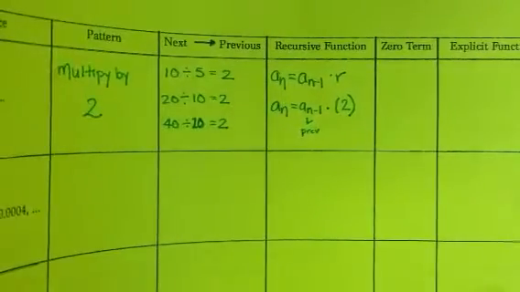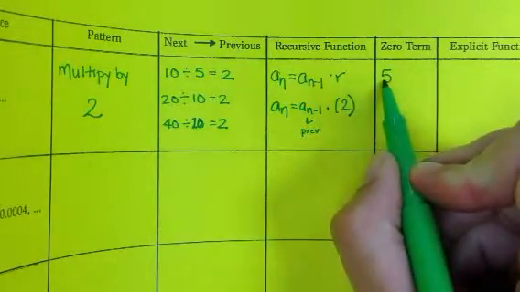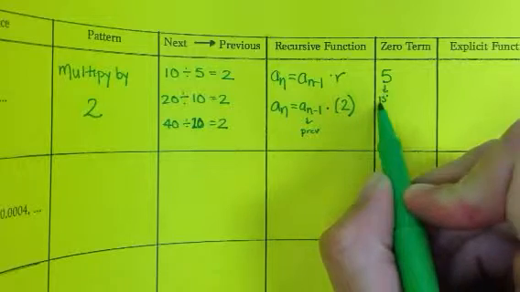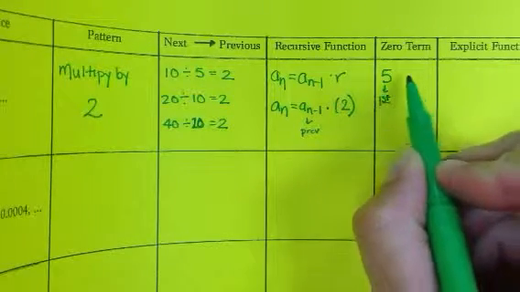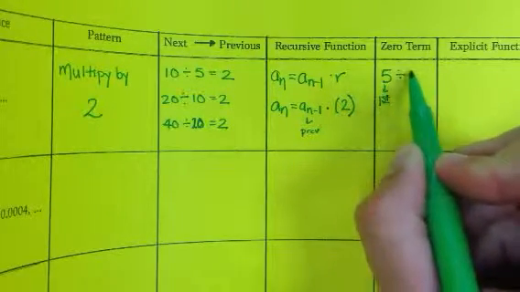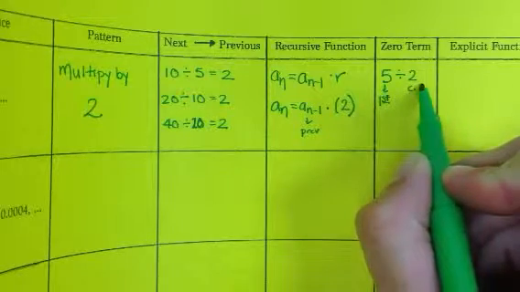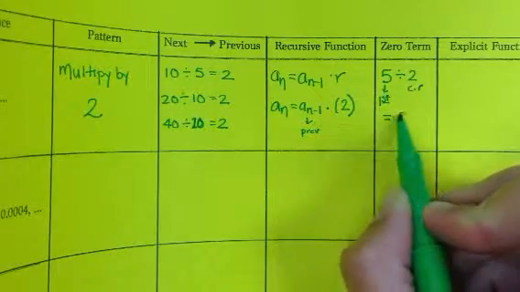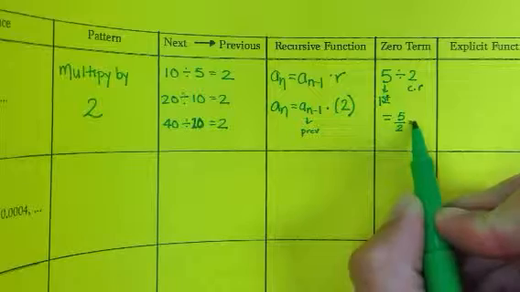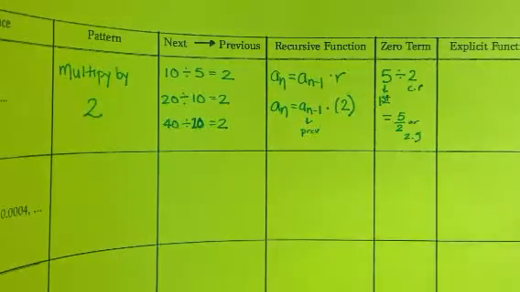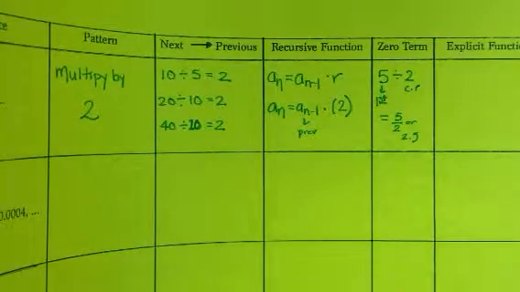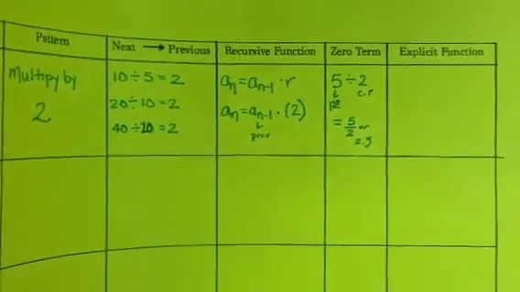To find the zero term, you're going to take the first term in your sequence, in this case for us it's 5, and then divide it by your common ratio, which is 2. So the zero term would be 5/2 or 2.5. Again, the zero term is when n is equal to 0.